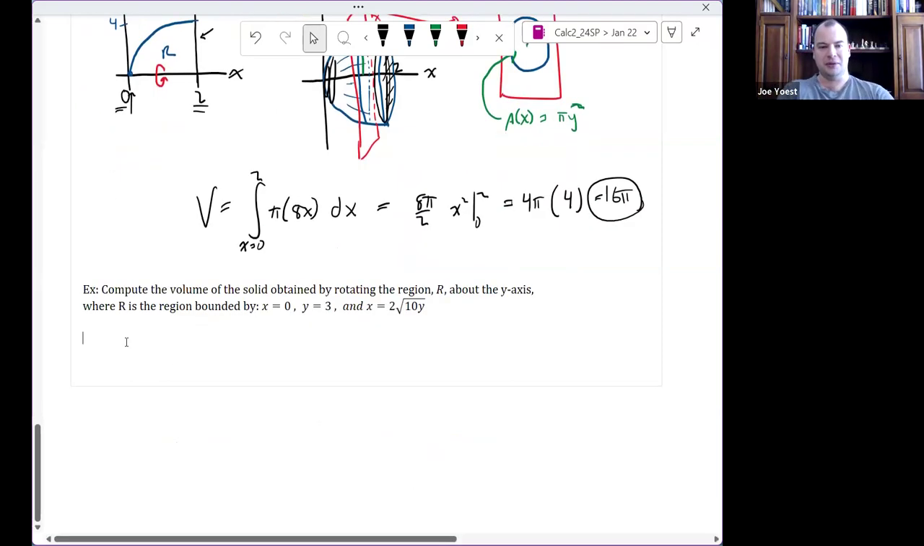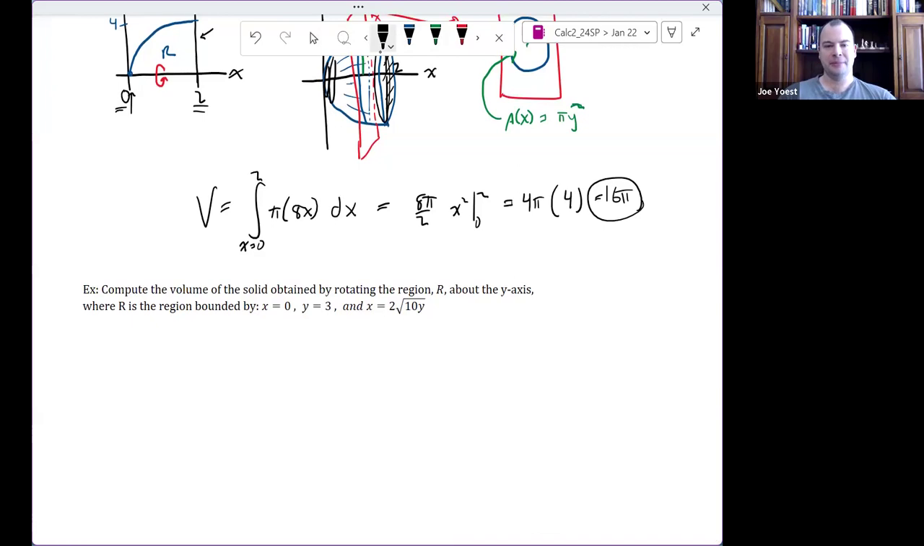Okay, so working through the last example then, similar type of example: compute the volume of a solid obtained by rotating the region R about the y-axis. So we want to be careful there. Where R is this region that's given?